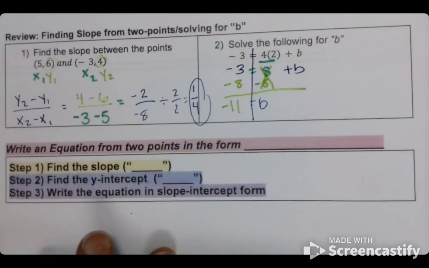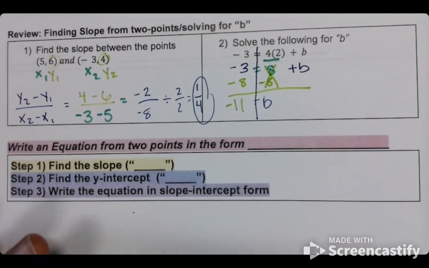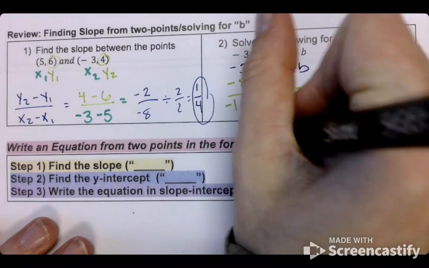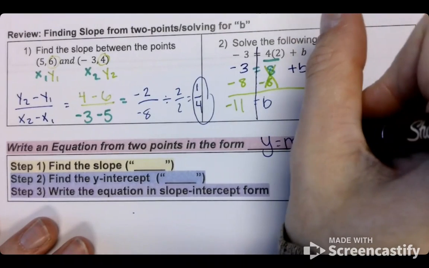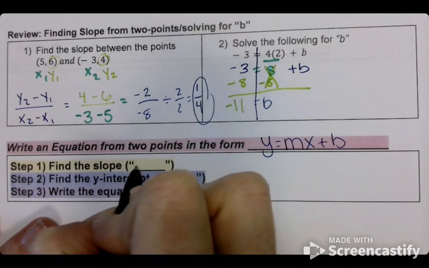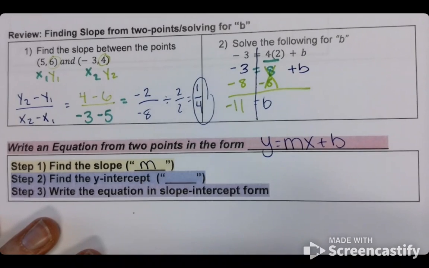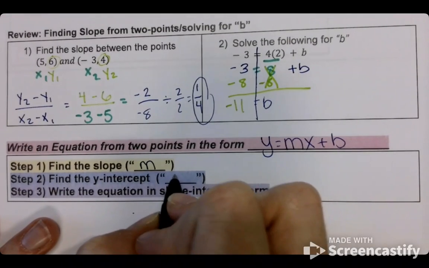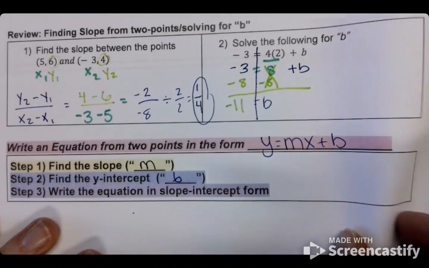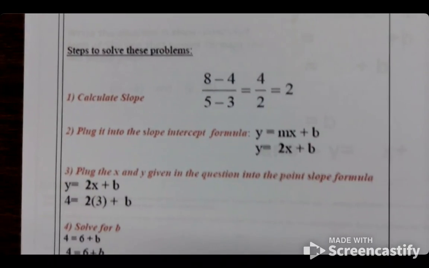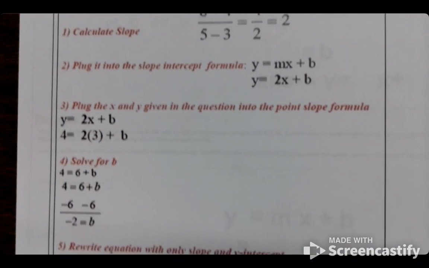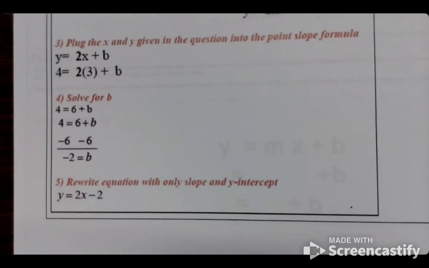All right? So we are going to write an equation from 2 points in the form y equals mx plus b. We are first going to find our slope. What is our slope? Our m. We are then going to find our y-intercept, which is our b. All right, so we're going to keep all of that in mind as we continue on. This right here, this second page, is solely an example. It is nothing more than an example.